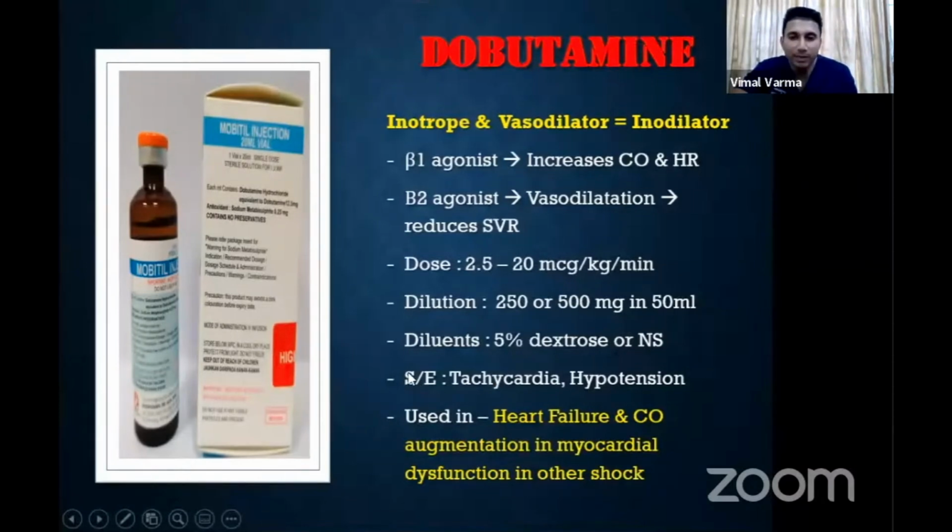The side effects will be tachycardia and hypotension, because the beta-2 agonist effect causes vasodilatation. So it's used in heart failure in a patient with ischemic heart disease where the BP is almost sustained and the patient is not in a severe hypotensive state. And it could be used for cardiac output augmentation in myocardial dysfunction and other shock, like septic shock patients who also have a severe myocardial dysfunction where we need to augment the cardiac output. We use this with caution in this kind of patient.